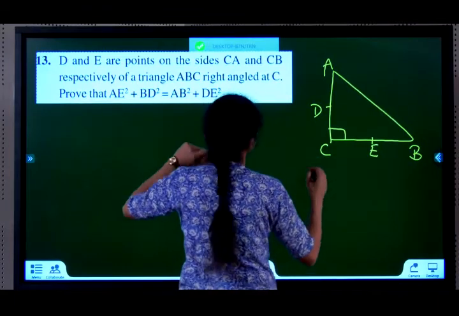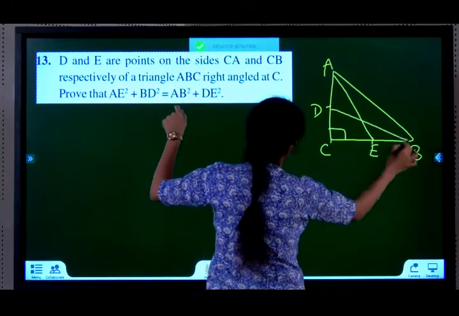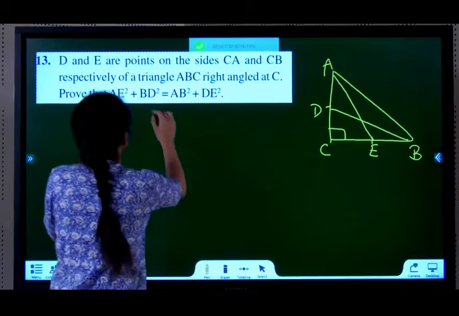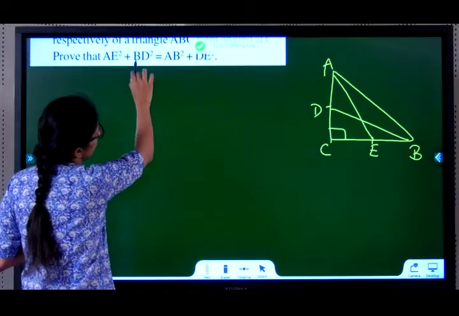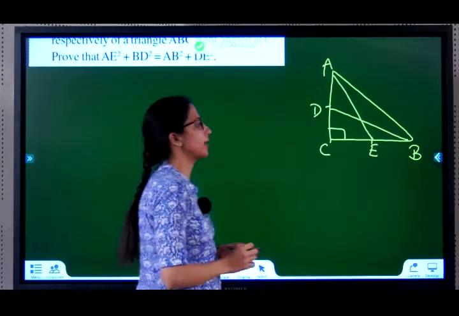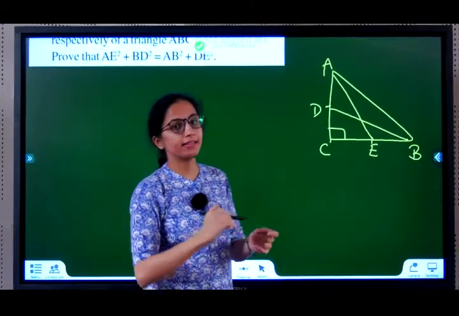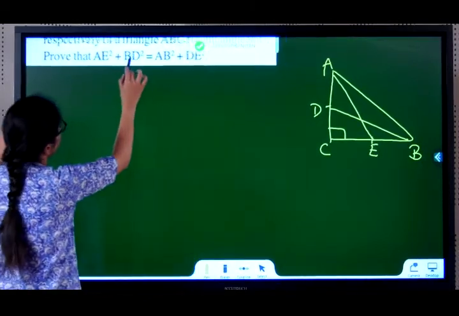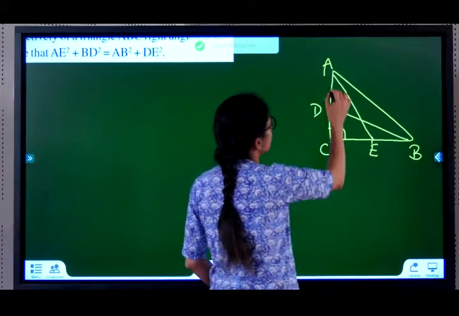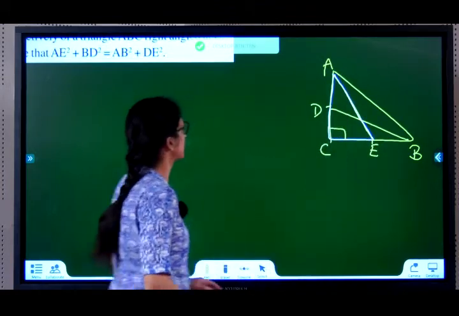You have to prove that AE square, join AE, plus BD square is equal to AB square plus DE square. This is just like the example problem that we did. I told you in such questions when you have all terms to be squared, apply Pythagoras theorem to every right angle triangle in your figure and then see how you combine them to get the equation needed. So now in this figure, you can see we have one triangle here. So let's start with that triangle.